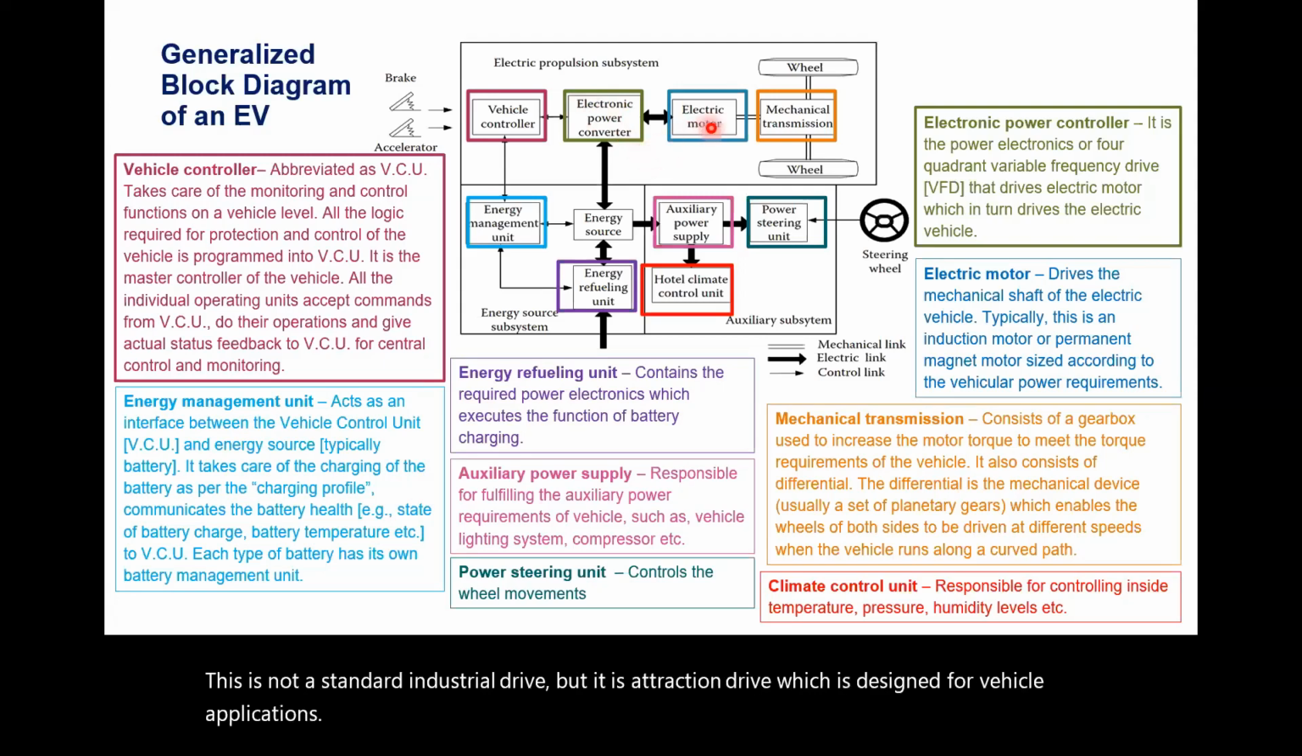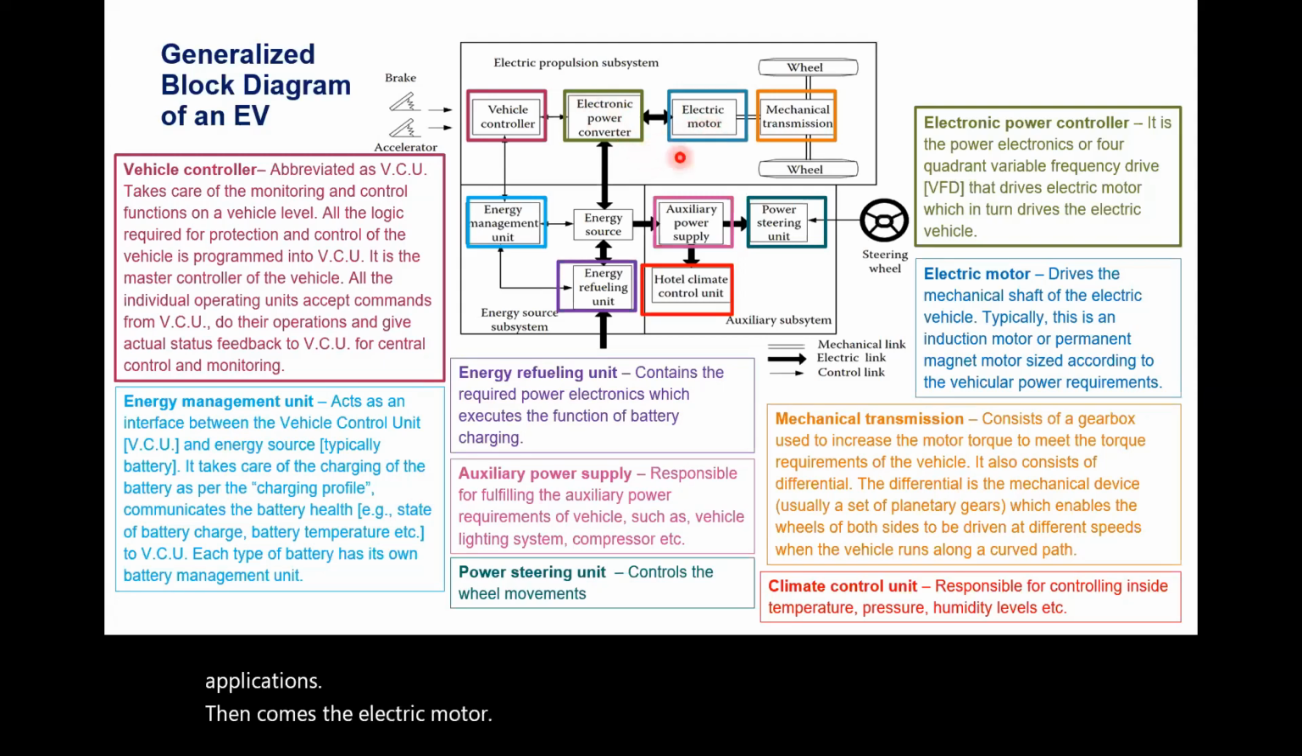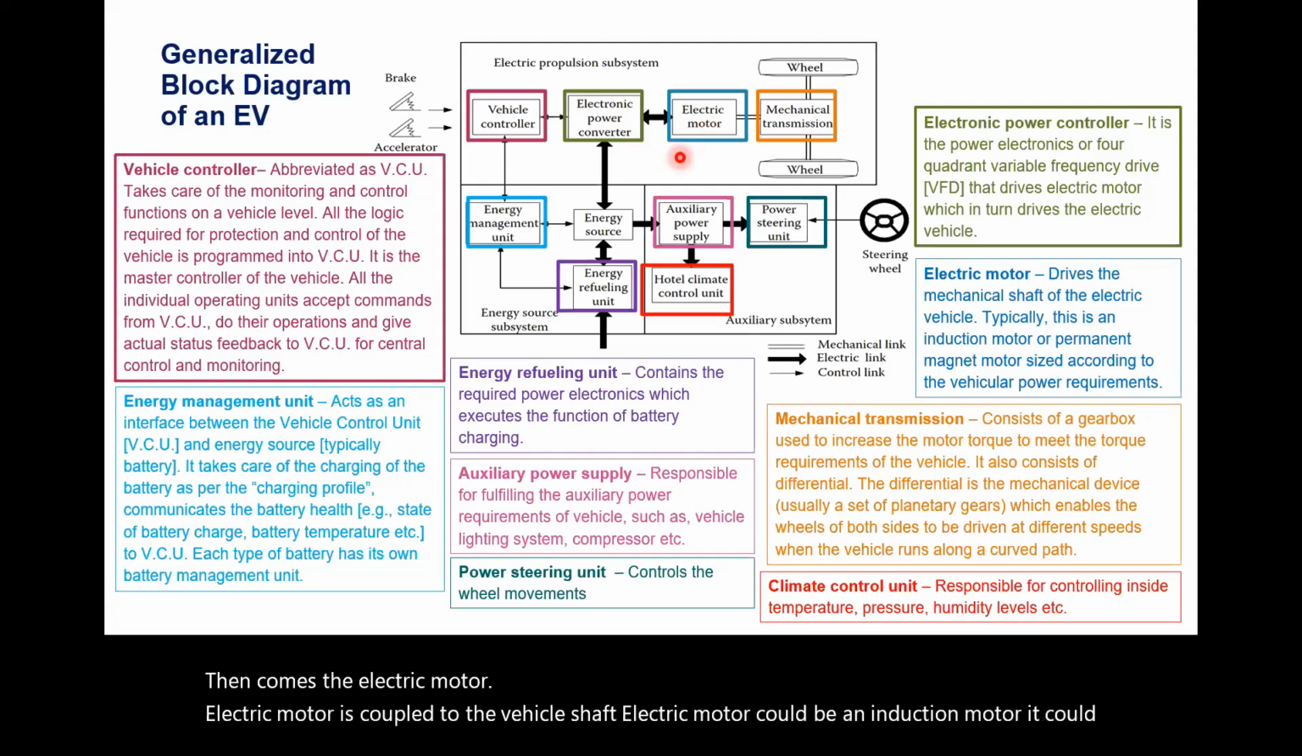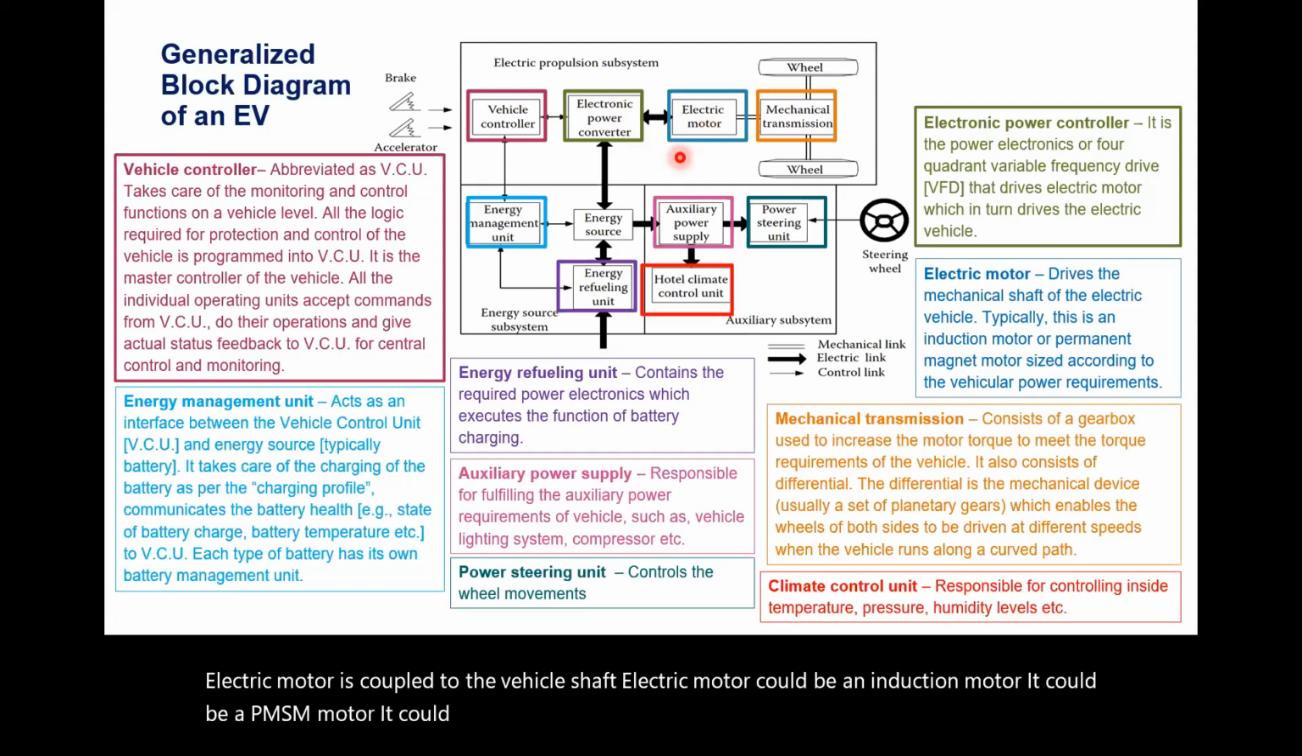Then comes the electric motor. The electric motor is coupled to the vehicle shaft. The electric motor could be an induction motor, a PMSM motor, or a BLDC motor, depending upon the type of vehicle. And the electric motor gets coupled to the vehicle shaft.